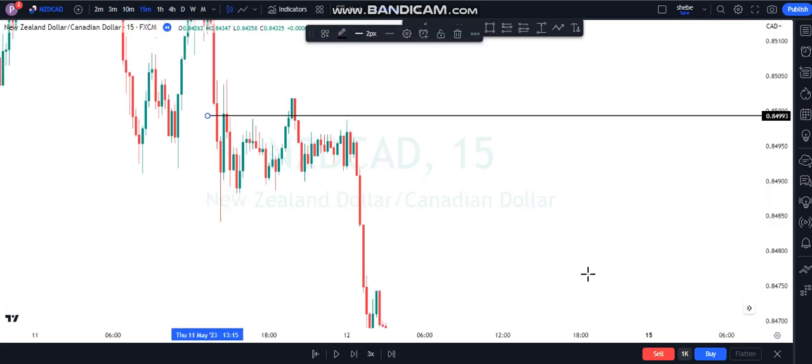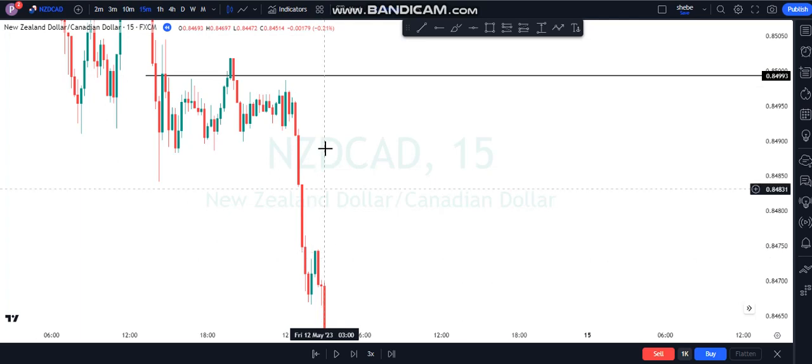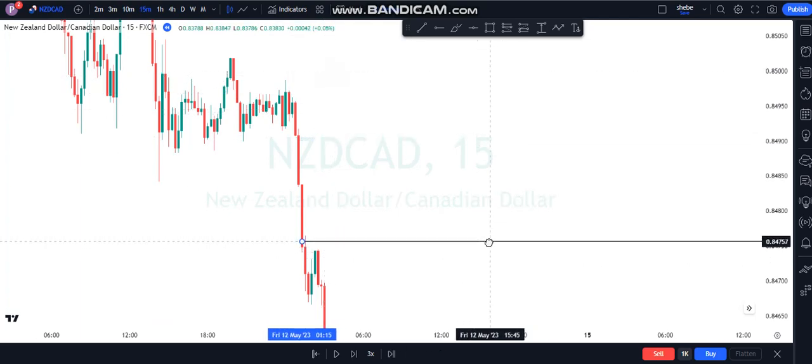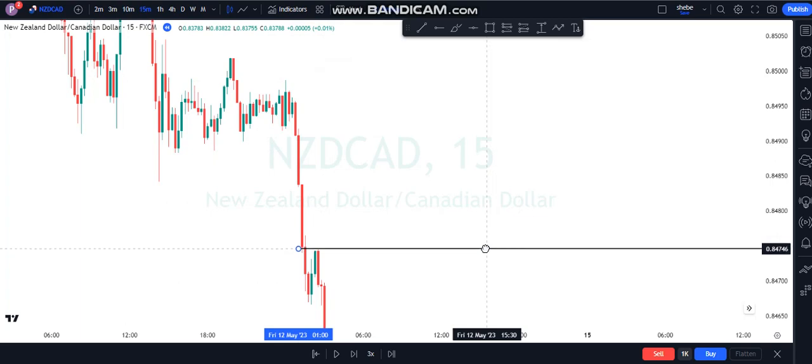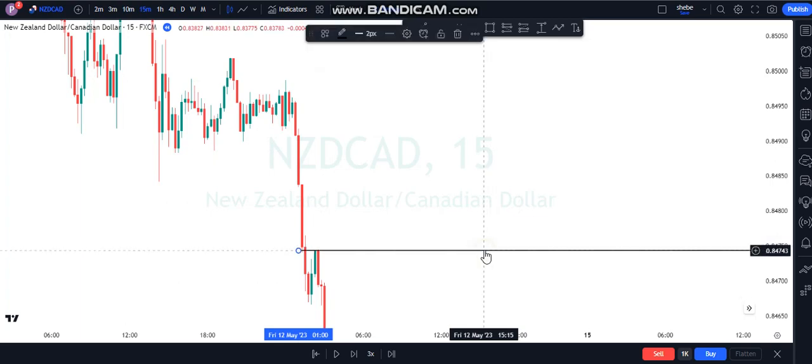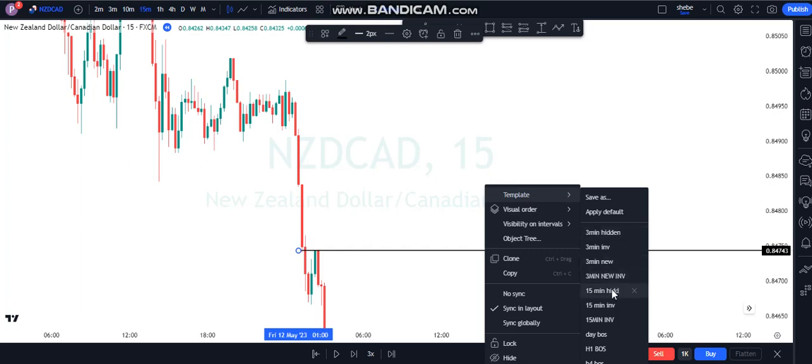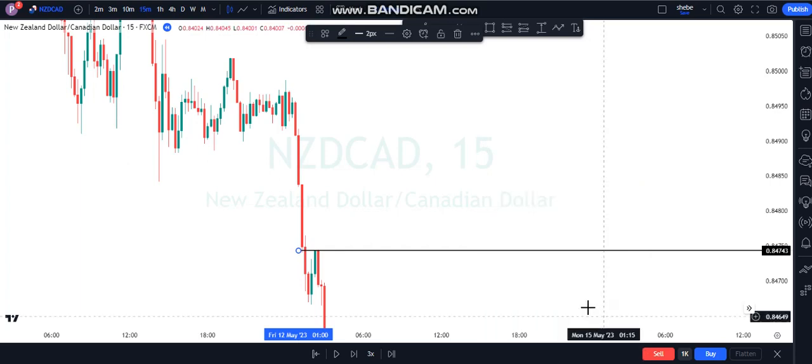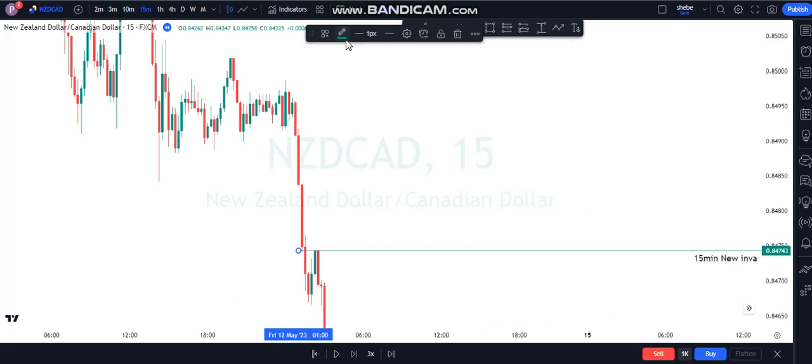But what happened when the price broke, it did not come to test this point. Due to that, it changes the fact and makes this one our 15 minutes new invalidation point. Okay, I think that is the point.